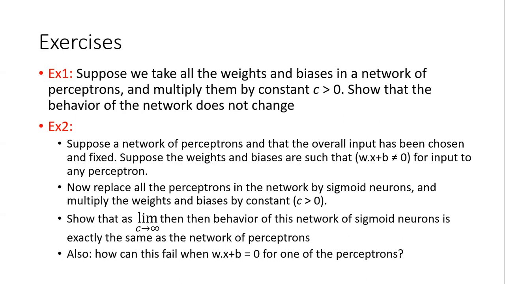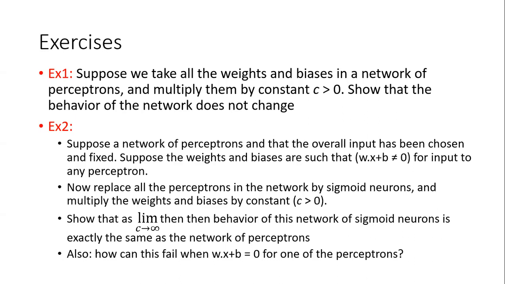I have 1 over 1 plus e to the power minus z. I said z is minus 50,000, because c is going to infinity. e to the power minus 50,000 is almost 0. So that is 1 over 1, that is 1. So that means that the neuron is firing, as is the case of the perceptron. So yes, is this thing clear?